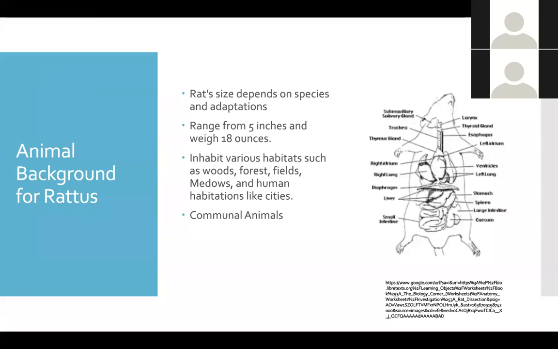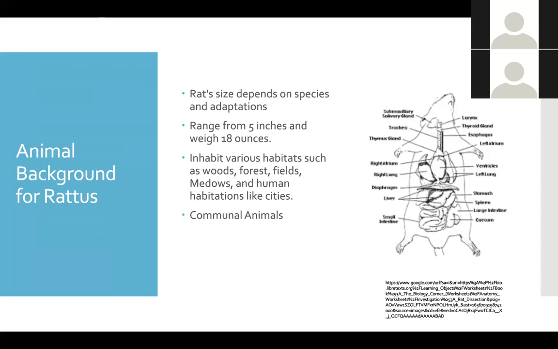So some background for the Rattus is that a rat's size depends on its species and the adaptations that it maintains from its environment and different pressures. The average length for these animals is 5 inches and the weight is about 18 ounces. But with certain adaptations through evolution, this number has gone up significantly. There are cases where rat species have been found to be as long as 3 feet and about 2 pounds, especially on the East Coast in really big cities like New York.